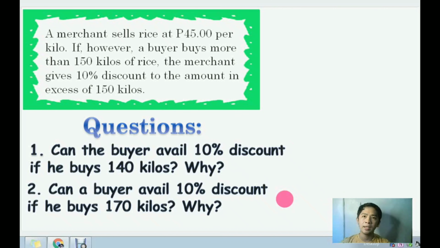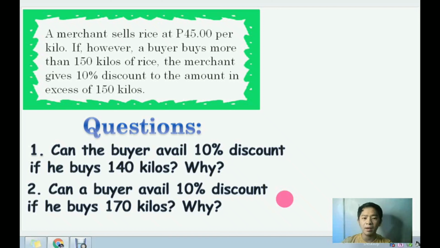For example, ang bibilhin niya ay 160. So, ilang kilo yung may discount? Siyempre, ilan ba yung sobra ng 150 doon sa 160? So, siyempre, 10. 10 kilo yung bibigyan ng discount na 10%. O, sige, tingnan natin. May mga questions dito, no?